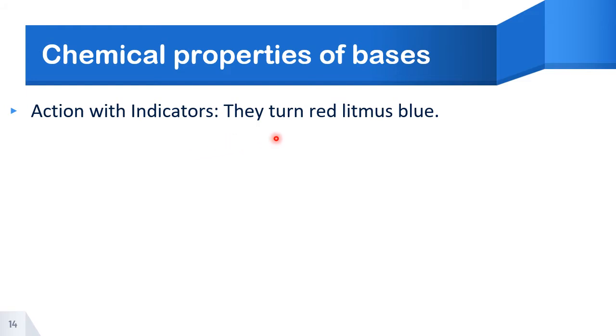Bases turn red litmus blue. This we have already learnt. Litmus is an indicator which is used to check whether the given chemical is an acid or a base. Acids change blue to red, whereas bases change red to blue. We will do this in the practical when we enter the laboratory after our arrival at the school.